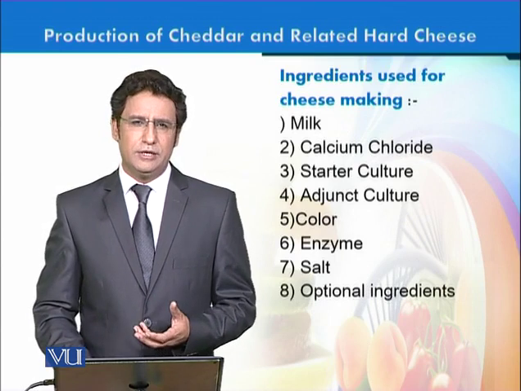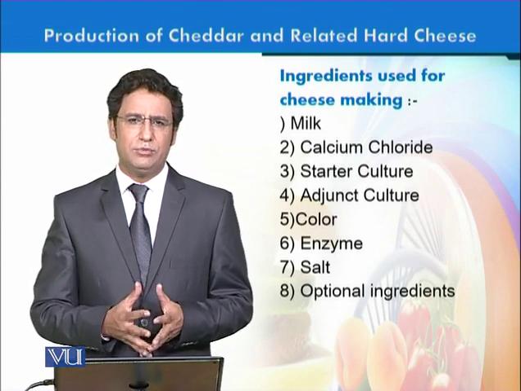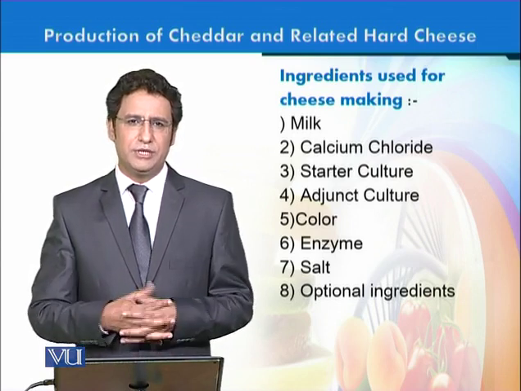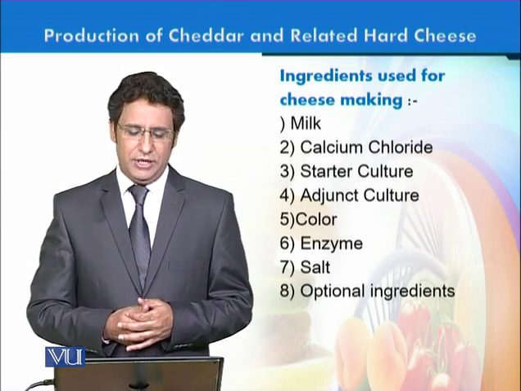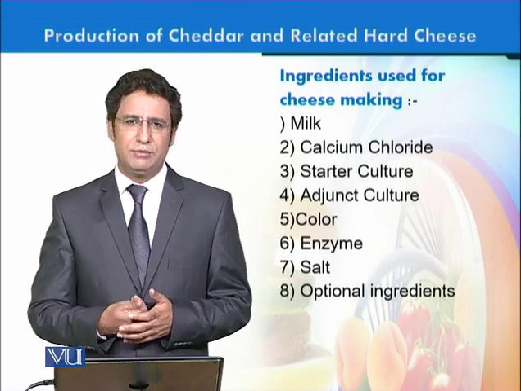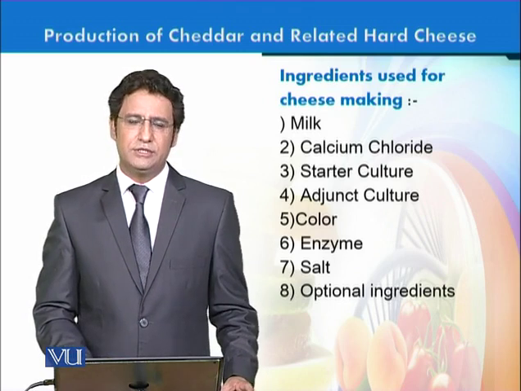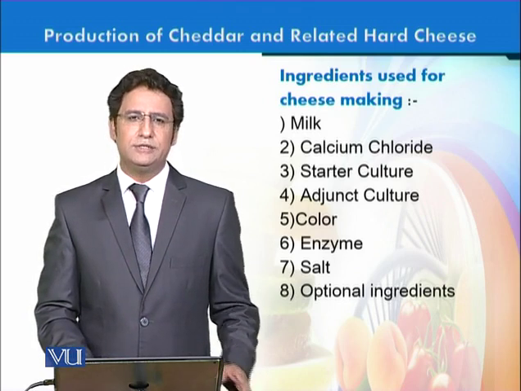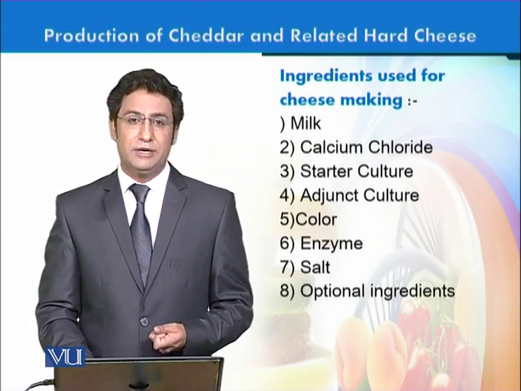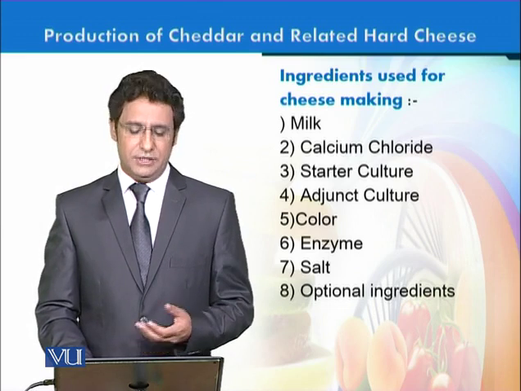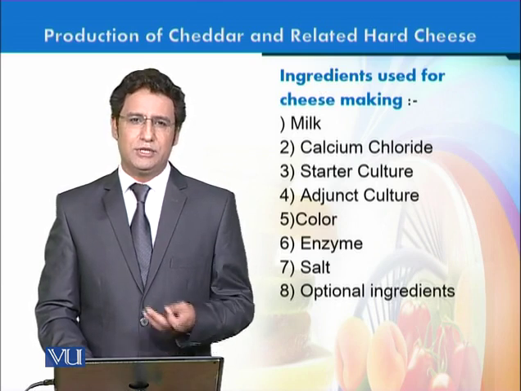If you look at the other ingredients, by far, milk is of course the starting raw material, and this is the base material for making cheddar cheese. Then we add calcium chloride to milk. That would help us in achieving a better outcome or better yield of the final product. Then starter cultures are added. Adjunct culture may be used for production of hard cheese. Color may be added, as I said, depending upon whether it is needed or not. Different enzymes can be added, salt can be added, and optional ingredients are also added.